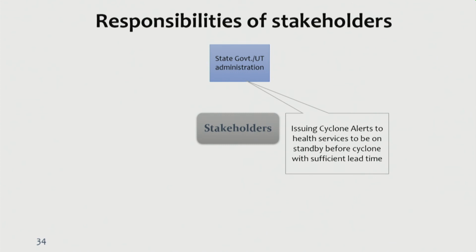State government or UT administration must issue cyclone alerts to health services. They have to issue this alert with sufficient lead time. All alerts to State Disaster Management Authority should be accompanied by simultaneous alerts to the State Health Department.